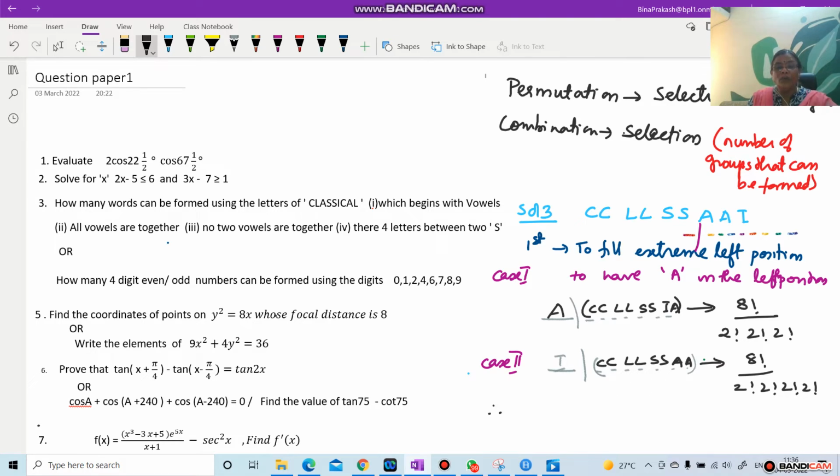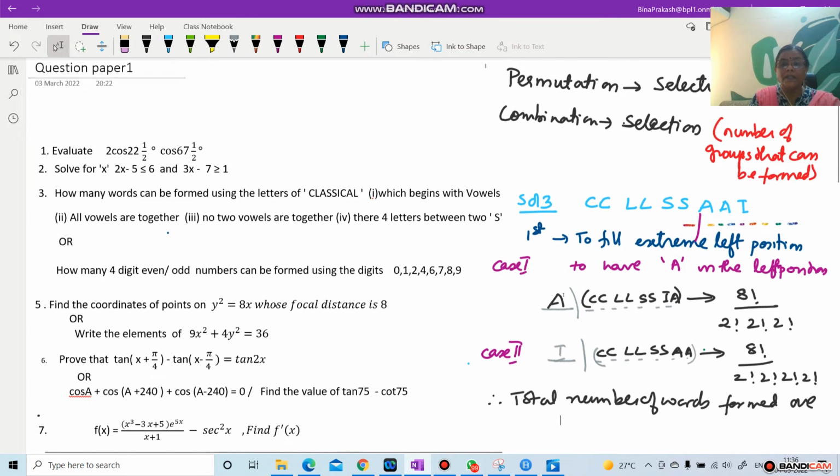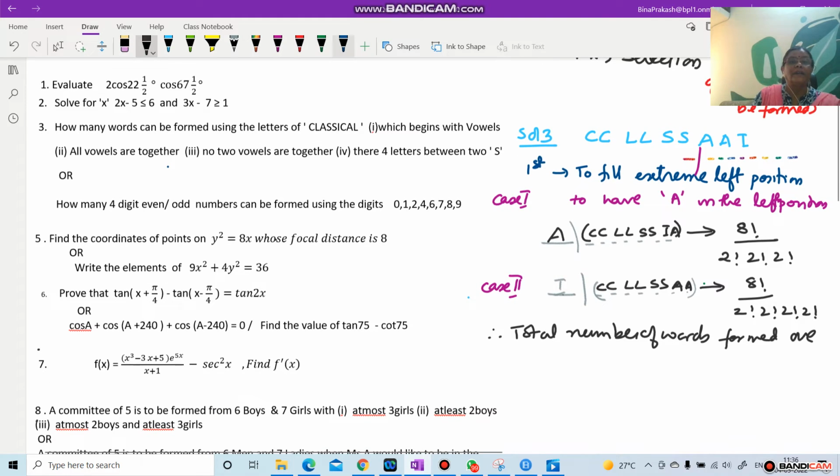So therefore, the total number of words formed are the addition of the two cases. So that gives us 8 factorial upon 2 factorial whole cube, you can write it this way, plus 8 factorial upon 2 factorial whole to the index 4.